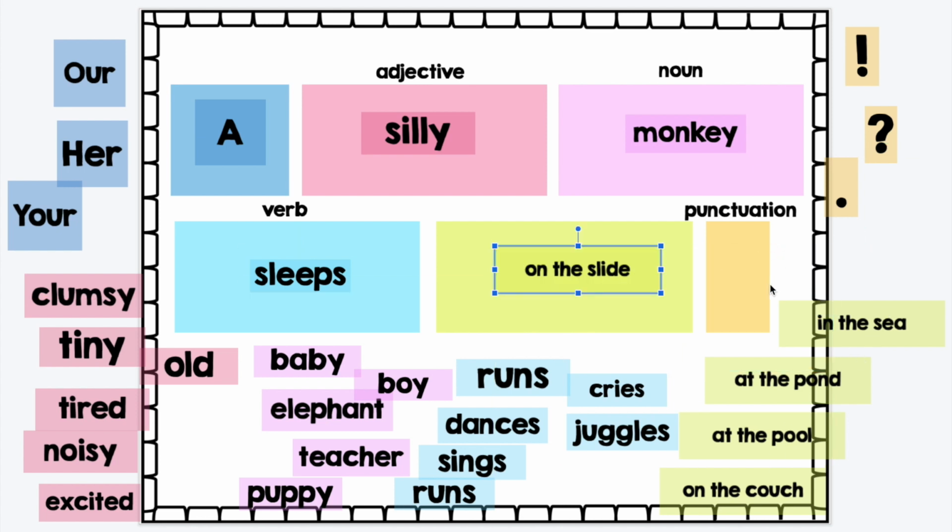And then any good sentence needs some punctuation. And I think this is sort of silly. I think it's a bit ridiculous. So I'm going to add an exclamation mark. And let's see if that sentence makes sense. A silly monkey sleeps on the slide. So that's how you would use the different parts of speech to make a sentence.